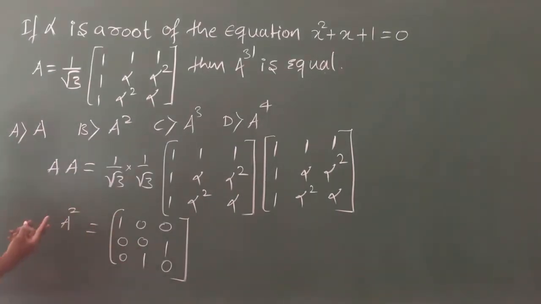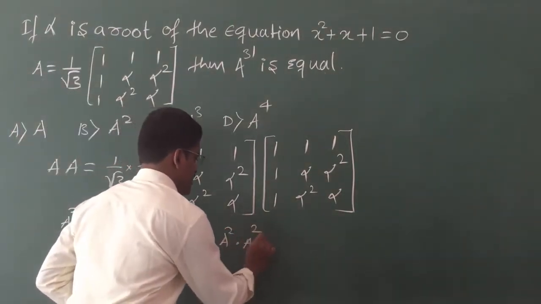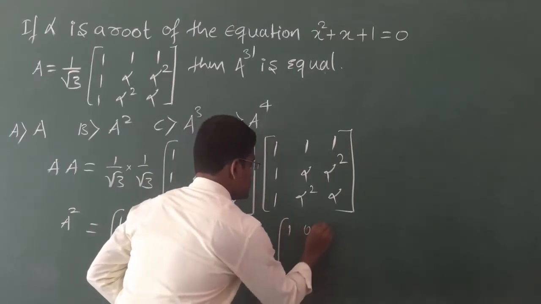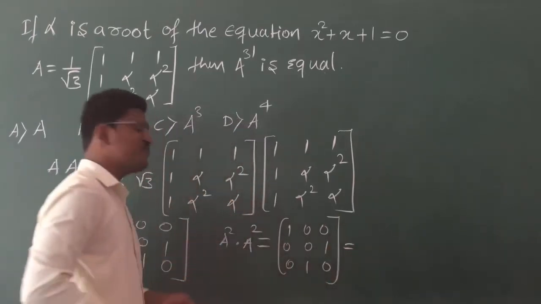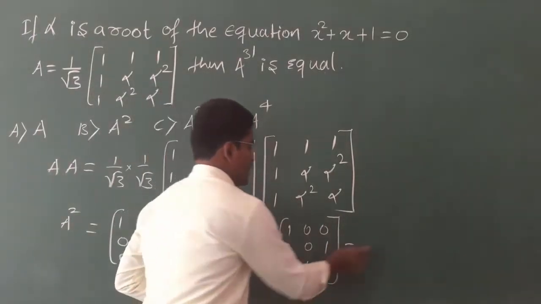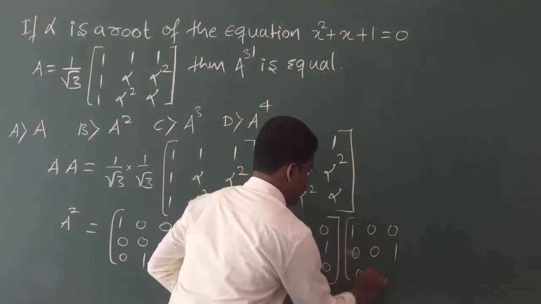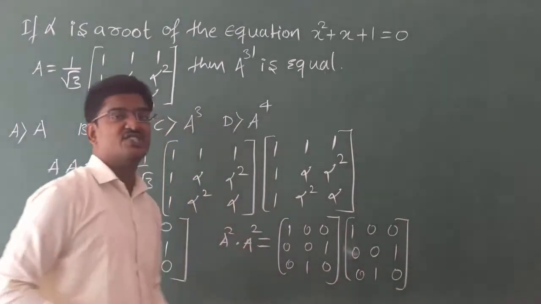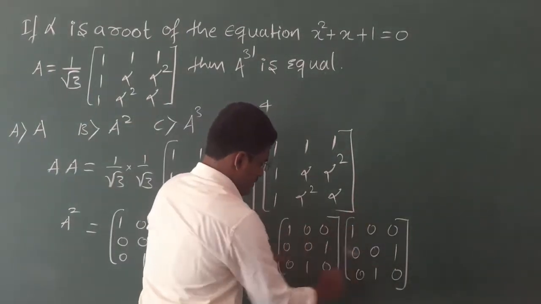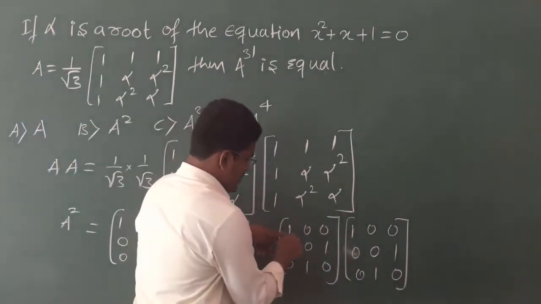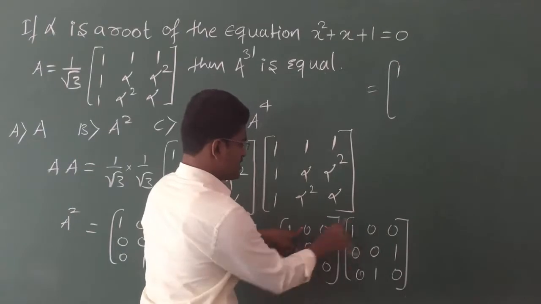Now I will multiply A square into A square. What will I get? That is 1, 0, 0, 0, 0, 1, 0, 1, 0, multiplied by 1, 0, 0, 0, 0, 1, 0, 1, 0. Again row, column, row, column, row, column. If I multiply these three terms with these three terms, you are going to get 1. Next terms are 0, 0.